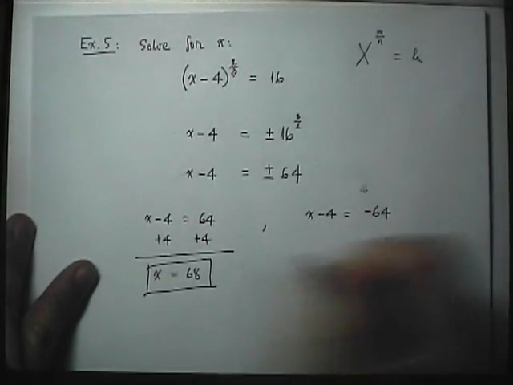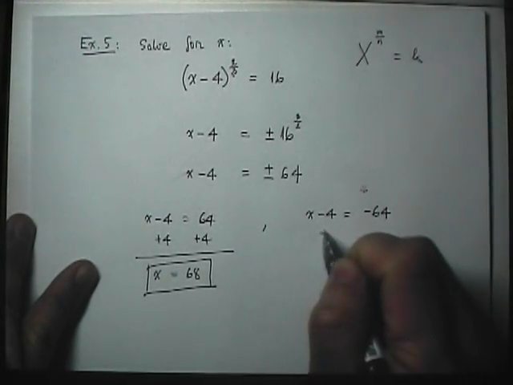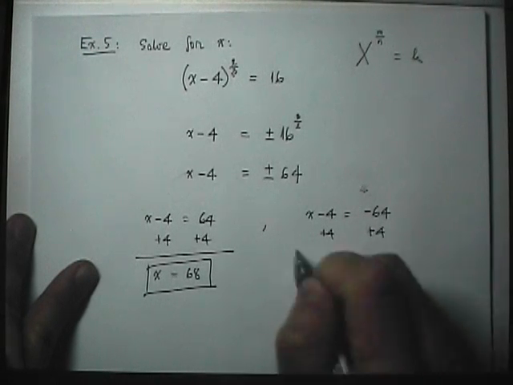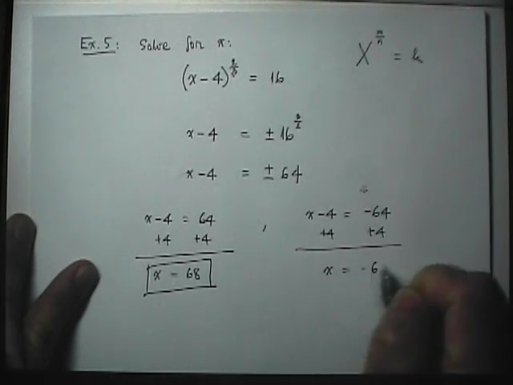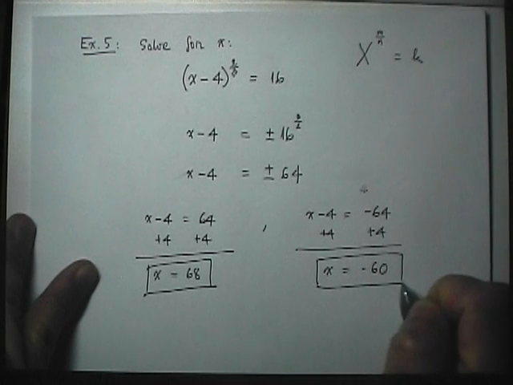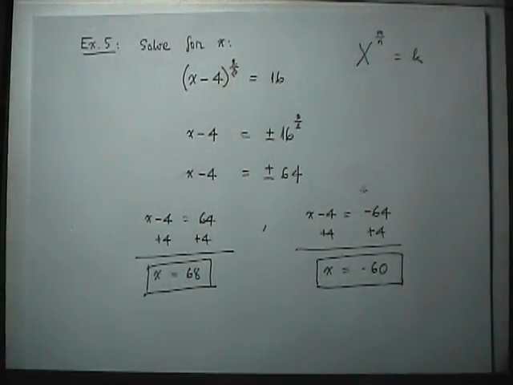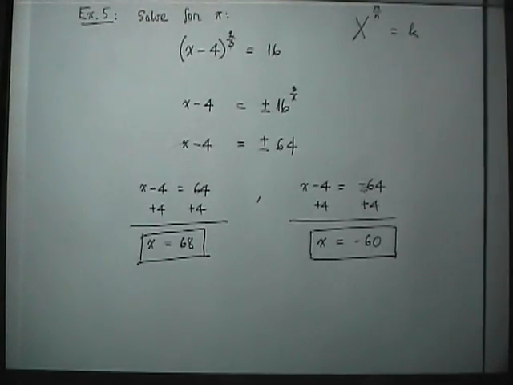That's my first solution. Now, for the other equation, adding 4 gives me x equals negative 60. And there it goes, my other solution. So now I have found the two final answers to my example number 5.